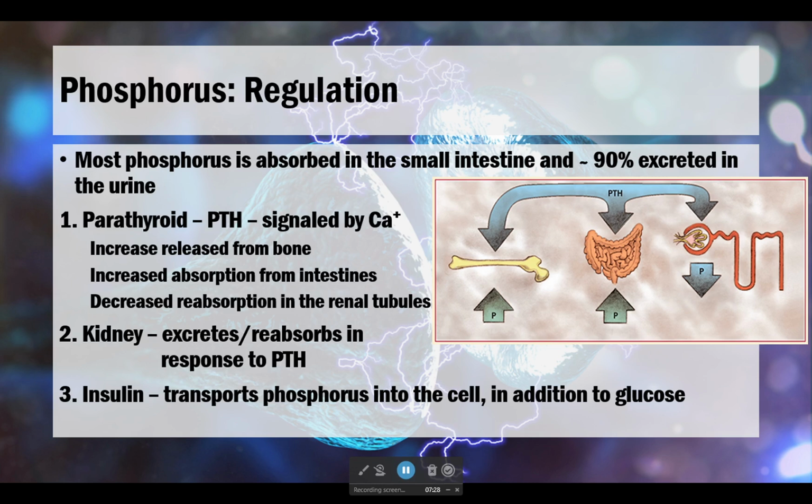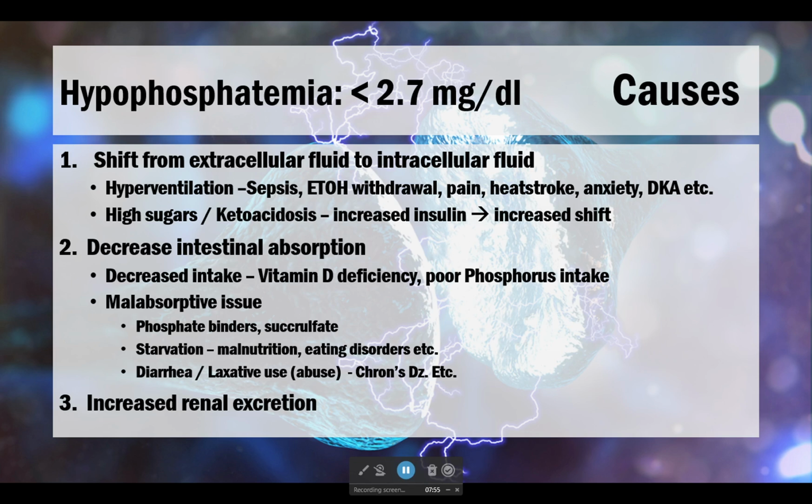Insulin also contributes here because insulin transports phosphorus into the cell in addition to transporting glucose. So this ion moving into the cell is one of the ways in which it plays a role in the acid-base balance. And again, we'll talk about that more later. We have to give you some information about acid-base regulation before we can get too deep into the regulatory process of that and phosphorus's role there.